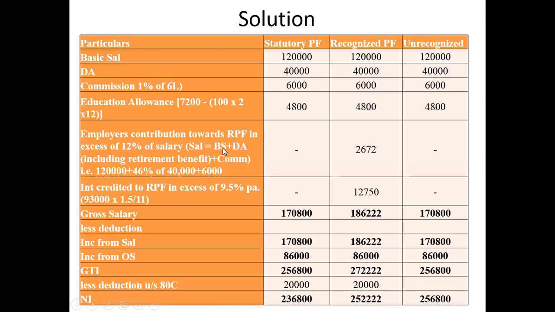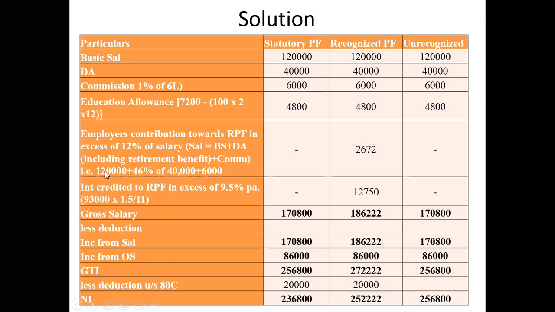So I'll consider my basic salary as it is. I want somebody to please make a note of this. If you have your calculator, please make the calculations. What is your basic salary? 1,20,000. What is your DA? 40,000, into 46% of 40,000. The calculation is here. 1,20,000 plus 46% of 40,000 plus 6,000. 6,000 is nothing but the commission.